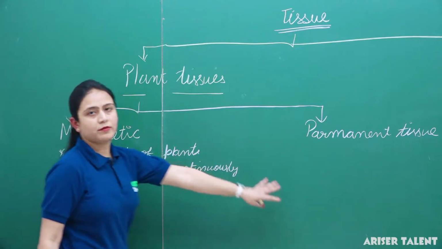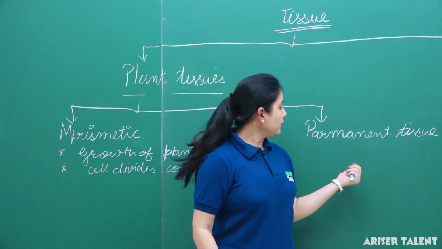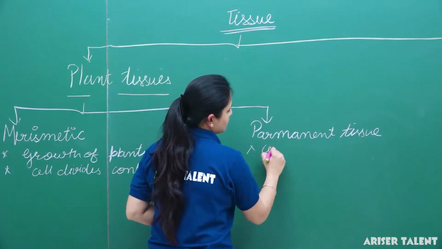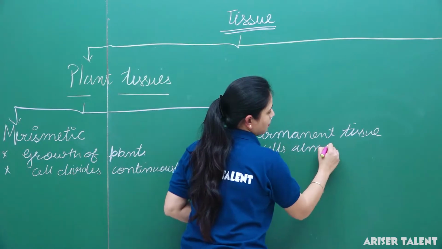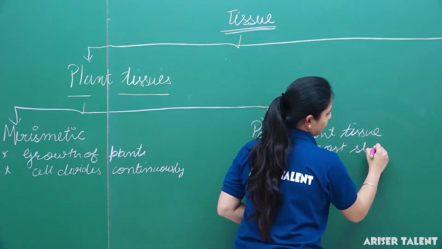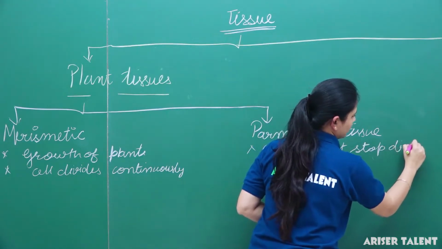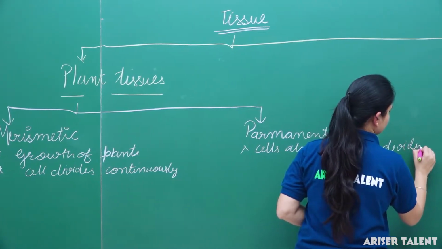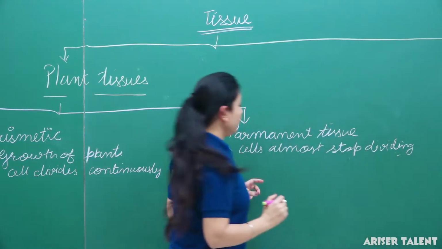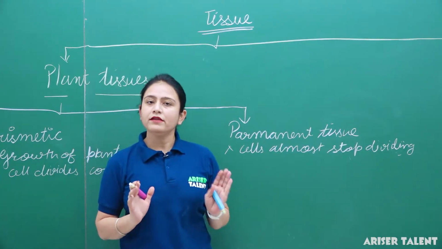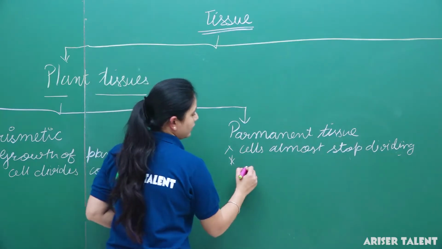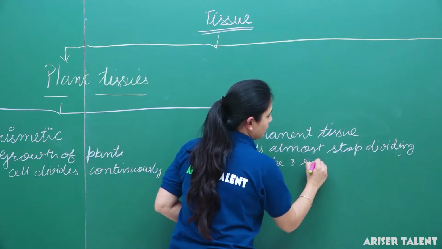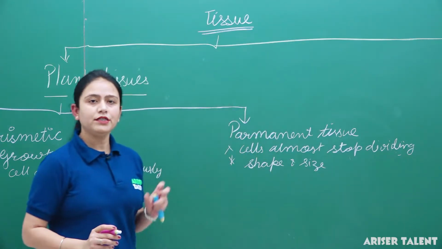As we talk about permanent tissue, in the permanent tissue, cells almost stop dividing, and they take a permanent shape and size. When the cells take a permanent shape and size, then it is called permanent tissue.